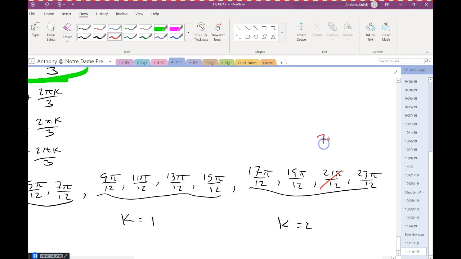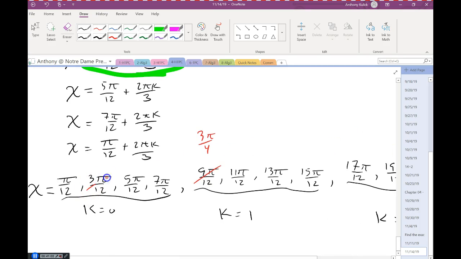So if I really care to, I can go ahead and reduce the ones that can reduce. This one could be 7 pi over 4. This one could be 3 pi over 4. And this one could just be pi over 4. If you wanted to, I wouldn't get too bent out of shape about not reducing.